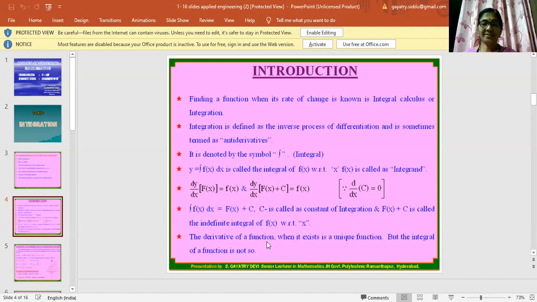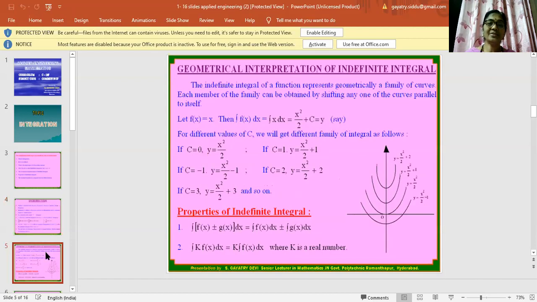The derivative of a function, when it exists, is a unique function, but the integral of a function is not so, because of this constant. It varies. So, coming to the geometrical interpretation of indefinite integral. The indefinite integral of a function represents geometrically a family of curves. Observe this.